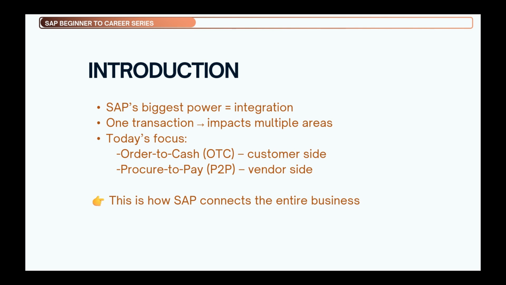Likewise, each module works together, so we call it integration. You are performing just one transaction, but it impacts multiple areas. Today we're going to talk about the order to cash process and the procure to pay process. Using those two processes, I'm going to explain how each module works together and how each module has been integrated together to deliver business processes.